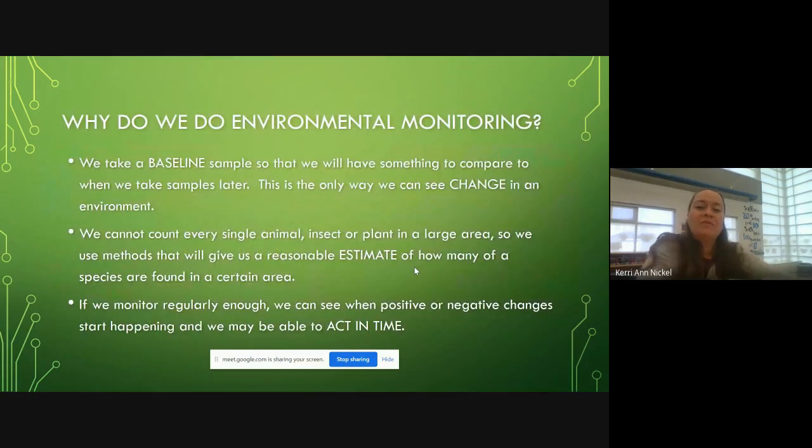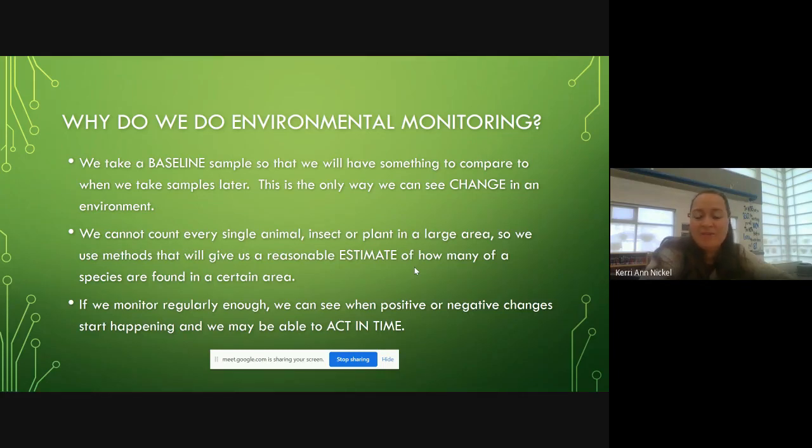Now, why do we need environmental monitoring? The biggest thing is, first of all, we need to take a baseline sample so that we have something to compare to later. The only way we're going to be able to see change is if we have a baseline sample that we can compare any future samples to.